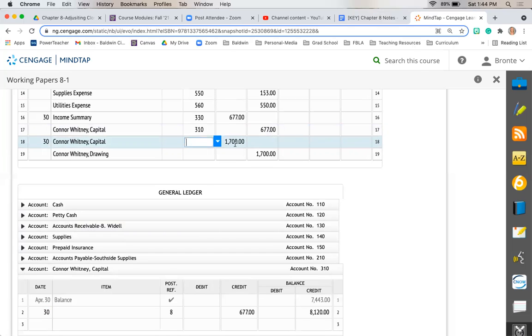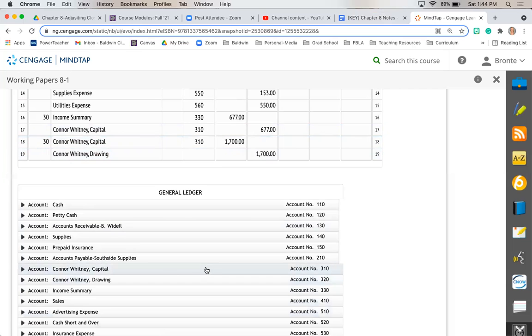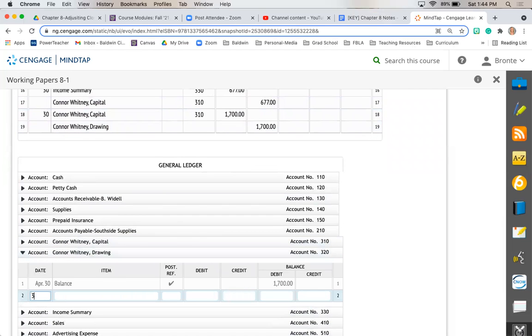Next, I'm closing drawing, which is going to decrease my capital account balance. Page 8. It's getting a debit of 1,700, which is going to bring my credit balance down. I'm going to subtract that. So my new balance is 6,420. Plug in my account number. And then finally is drawing. April 30th, 8. It's getting a credit of 1,700, which is going to zero that account out. And my account number is 320.